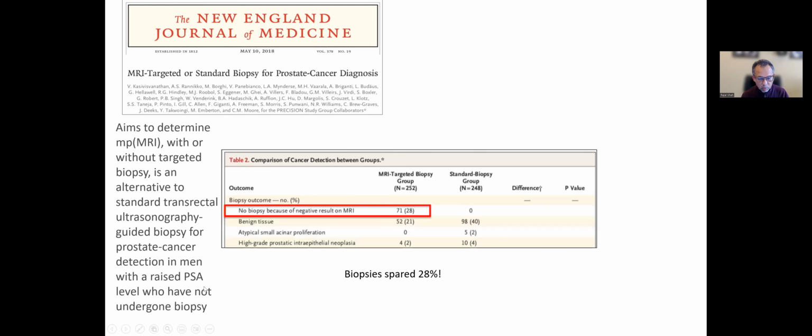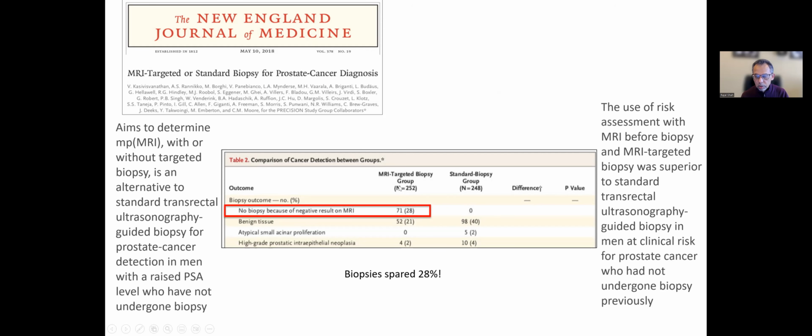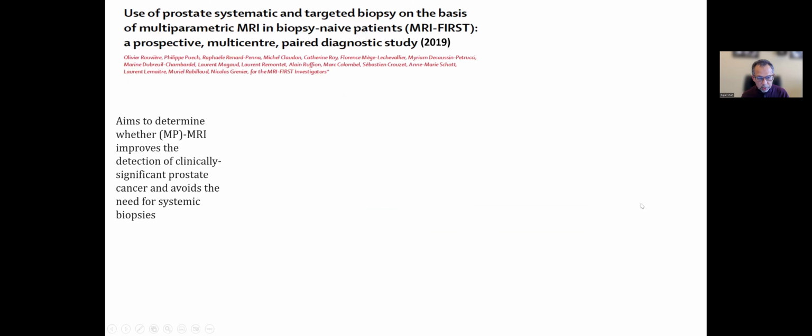And what did they find? The most important observation was that you could spare as many as 28% of biopsies if you use MRI and targeted biopsies. So the conclusion was that the use of risk assessment with MRI before biopsy and MRI targeted biopsy was superior to standard transrectal ultrasound guided biopsy in men at clinical risk for prostate cancer who had not undergone biopsy. So again, somewhat similar observations.